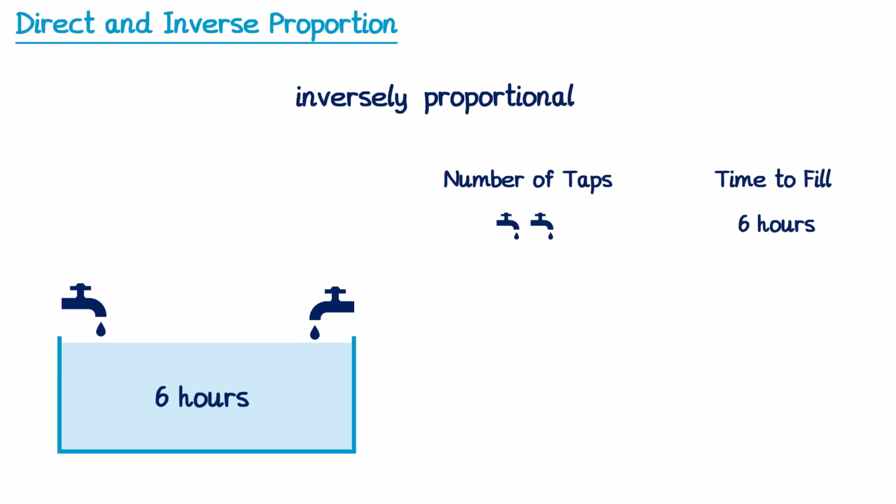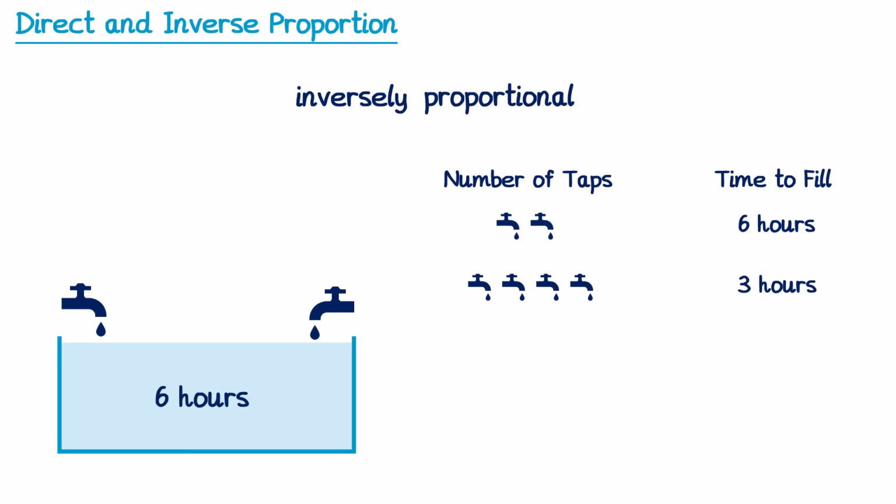Now let's imagine that we actually filled this same pool with the same sorts of taps, but we doubled the number of taps to 4 taps. Well, if you double the number of taps, you're not going to double the amount of time it takes. If we have more taps going, the time it takes will actually go down. In fact, if we double the number of taps, the time will need to be halved. So if we halve 6 hours, we get 3 hours. So in this one, we doubled the number of taps, but we actually halved the amount of time.